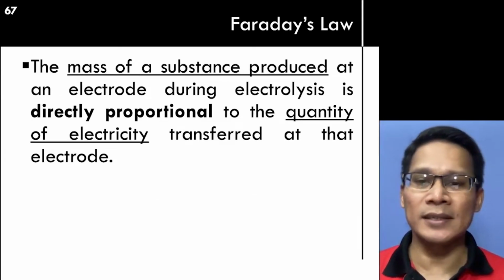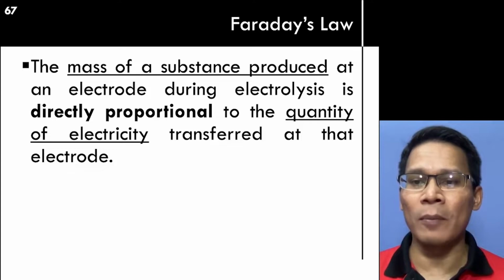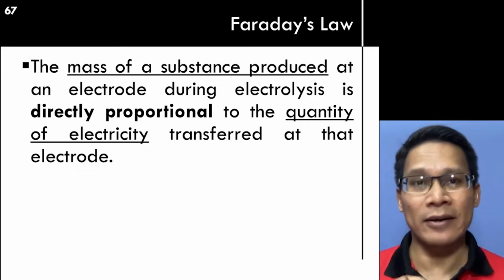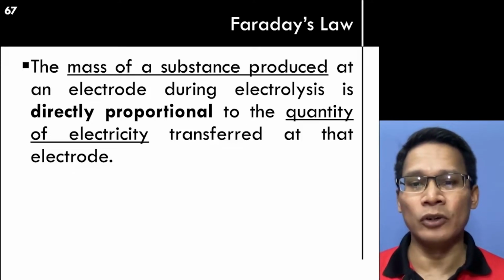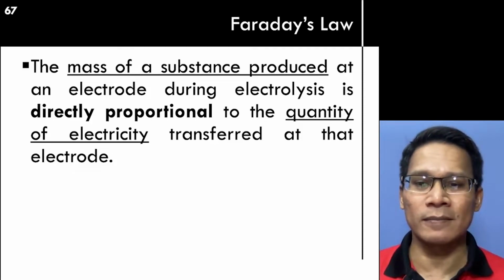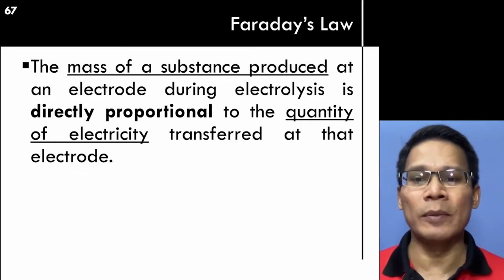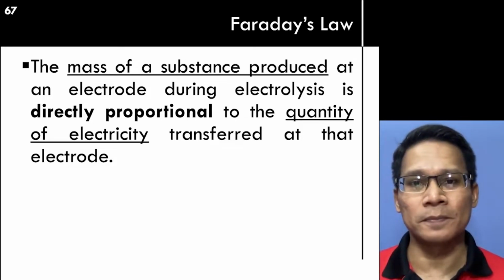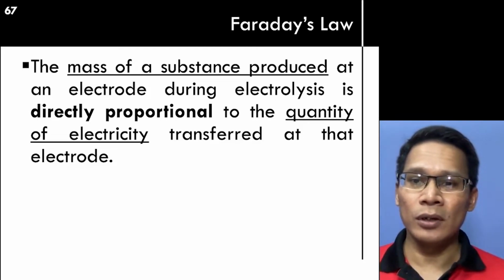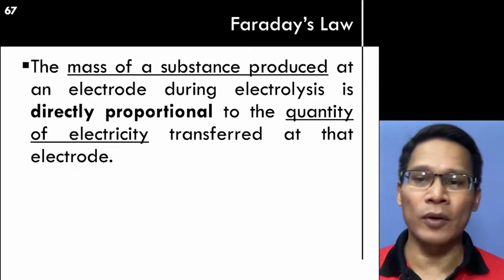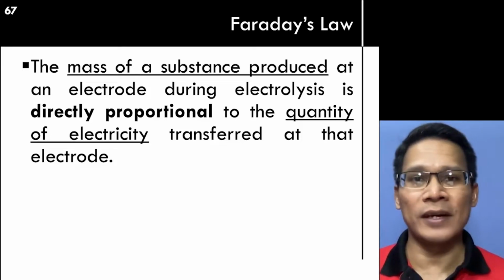Faraday's law simply states that the amount of products formed at the electrode of an electrolytic cell is directly proportional to the total electrical charge supplied during the electrolysis process. In other words, the higher the current used, the higher the amount of products that will be formed, and vice versa. Also, the longer the electrolysis process occurs, the higher the amount of products that will be formed, and vice versa.